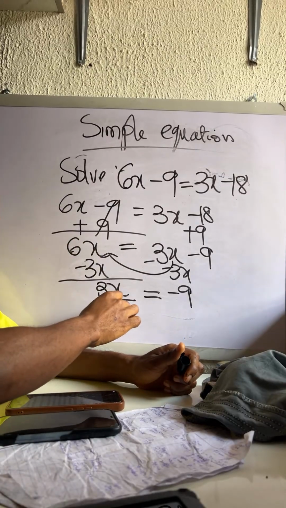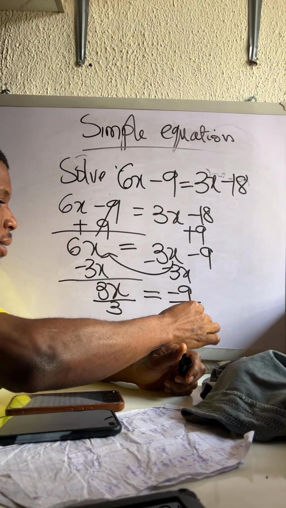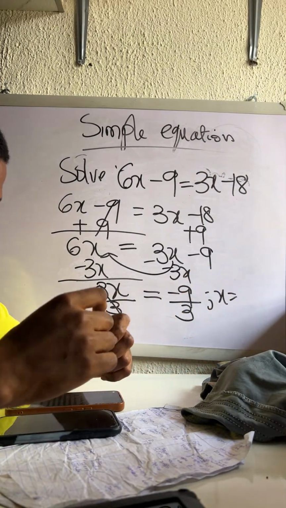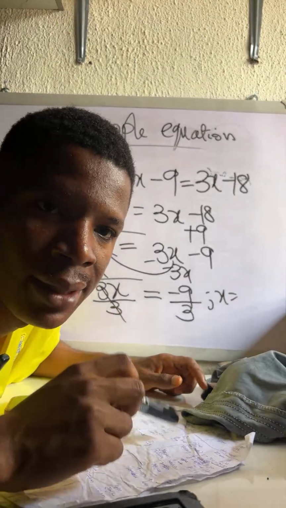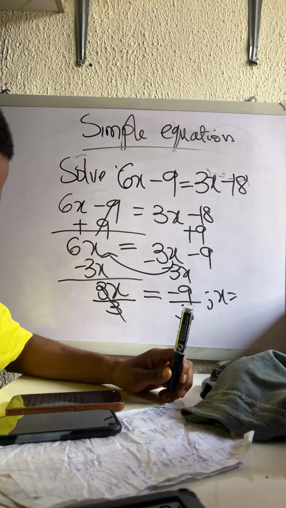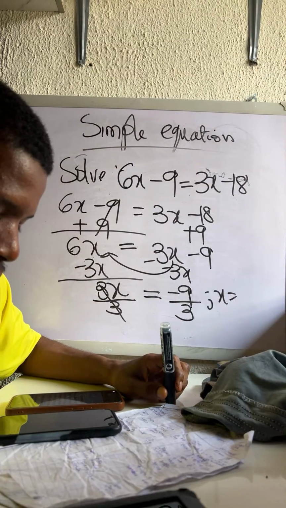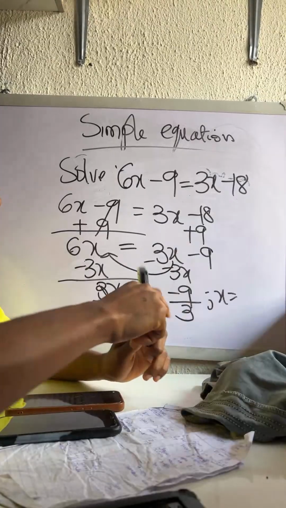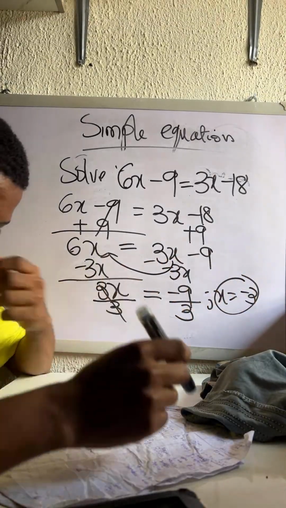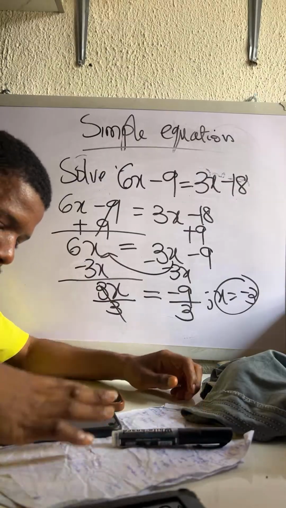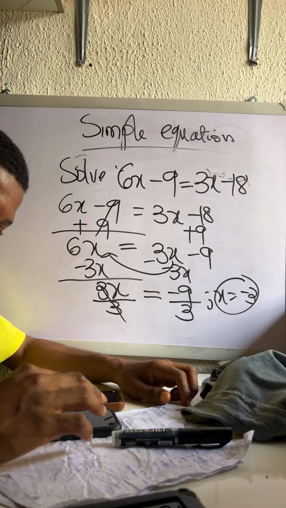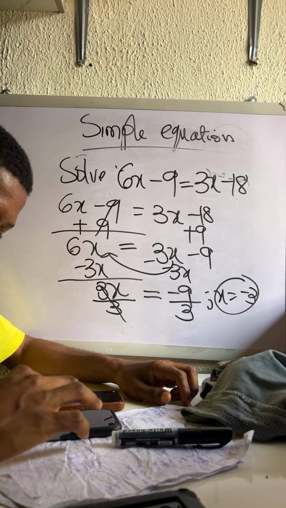We divide through by 3, and we divide through by 3. So when you divide minus 9 by 3, what's the answer? Minus 9 divided by 3 is minus 3. Good. So you have x as minus 3. You may need to write it, please. So this is very, very easy to do.